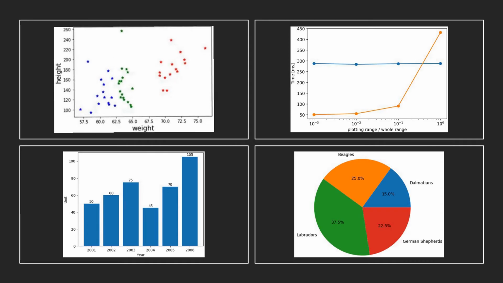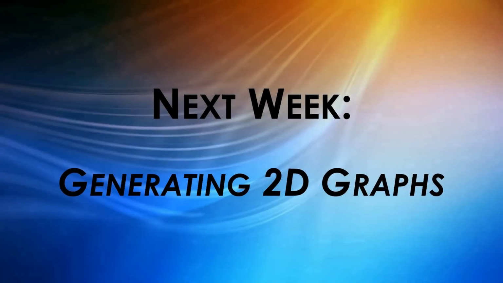Here are some examples of some simple graphs you can produce using Matplotlib. These can include scatter plots, linear graphs, bar charts, and pie charts. But having said that, it is now time to end today's episode, so we will look at how to generate all these graphs in next week's episode.